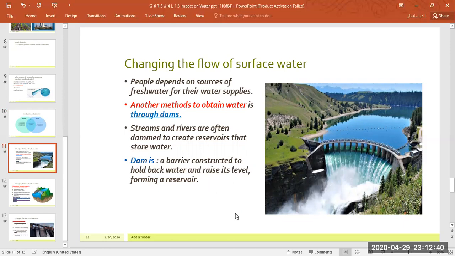In order to understand the meaning of dam: a dam is not a natural thing, it's human made. A dam is a barrier constructed to hold back water and to raise its level, forming a reservoir. So dams are constructed on streams and rivers to store the water in the reservoir that will be filled with fresh water from the river.